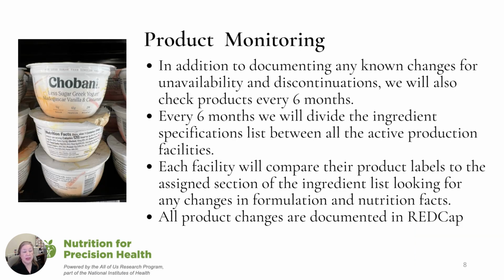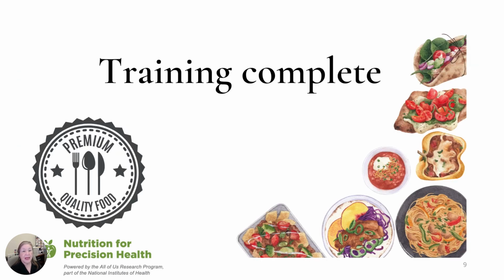For product monitoring, it is important to know that in addition to documenting any known changes for unavailability and discontinuations, we will also check products every 6 months. Every 6 months, we will divide the ingredient specifications list between all the active production facilities, and each facility will compare their product labels to the assigned section of the ingredient list, looking for any changes in formulation and nutrition facts. All products then are documented in REDCap. And this completes the training for this section.